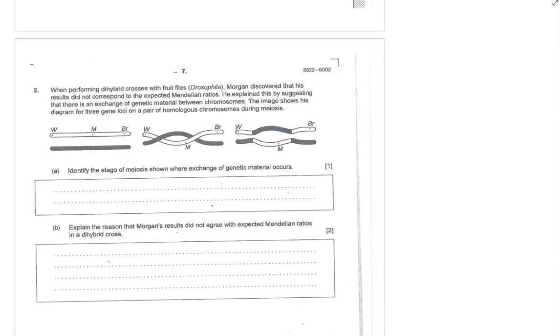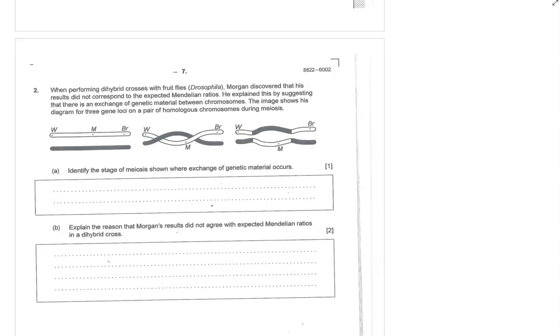Okay, paper 2 short answer questions. So question 2, dihybrid crosses with fruit flies. Morgan discovered his results did not correspond with the expected Mendelian ratios. I explain this by suggesting that there is an exchange of genetic material between chromosomes, and this image shows his diagram for 3 gene loci on a pair of homologous chromosomes during meiosis.